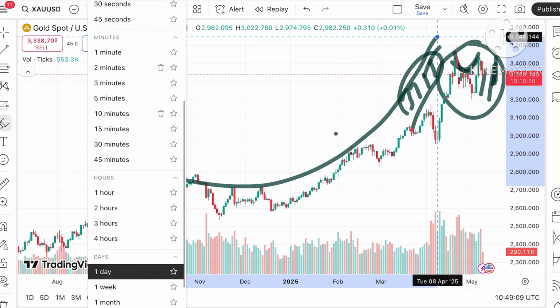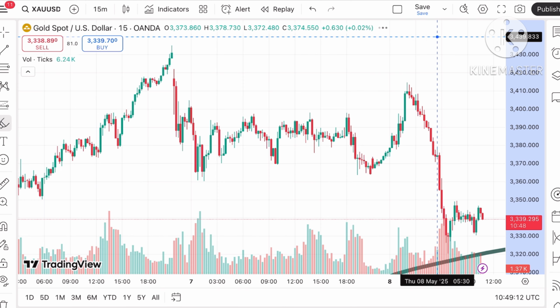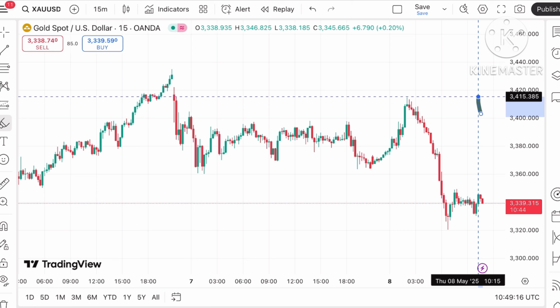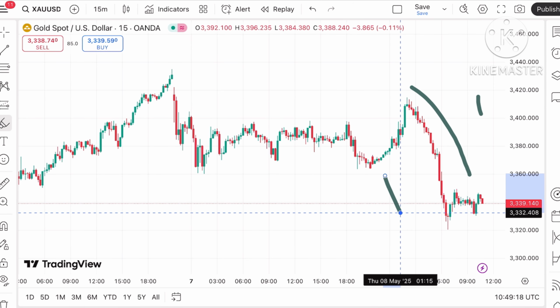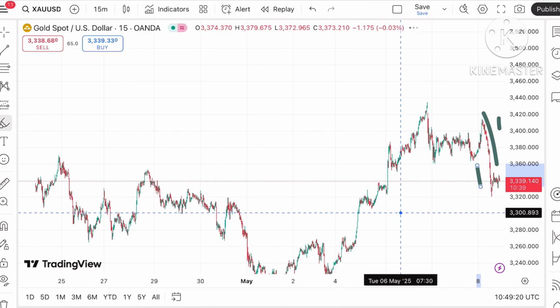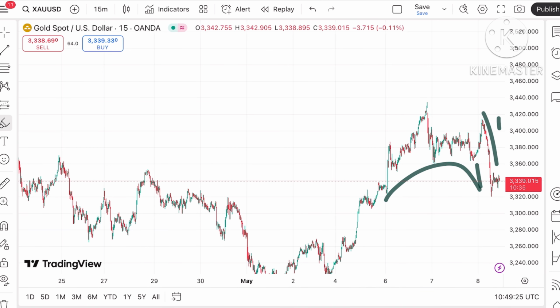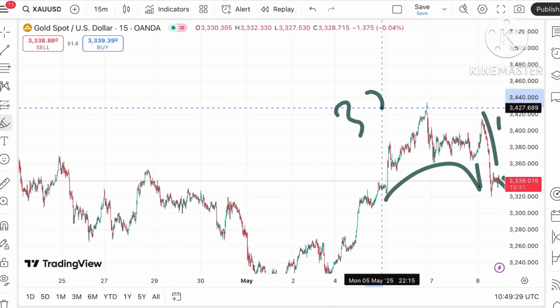But if you are trading on a 15 minutes chart, you have to see that after the price made a high around $34.15, there was a sharp fall. Now this particular trend on a 15 minutes chart is showing a downside. Because this pattern is forming, we can see it can go towards a level of 33.20.